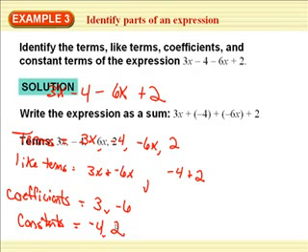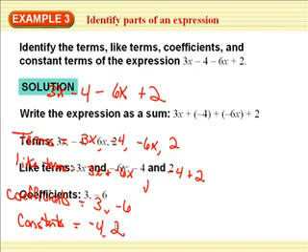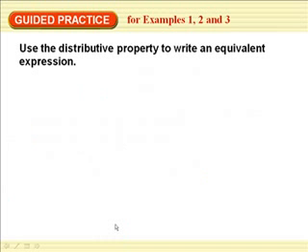So there's the terms. I'm looking through to see if we got them all. Yes. There's the like terms. Yes. There's the coefficients. And there's the constants. It's kind of fun as long as you just don't leave out negatives. That's the worst part usually, is leaving out negatives.